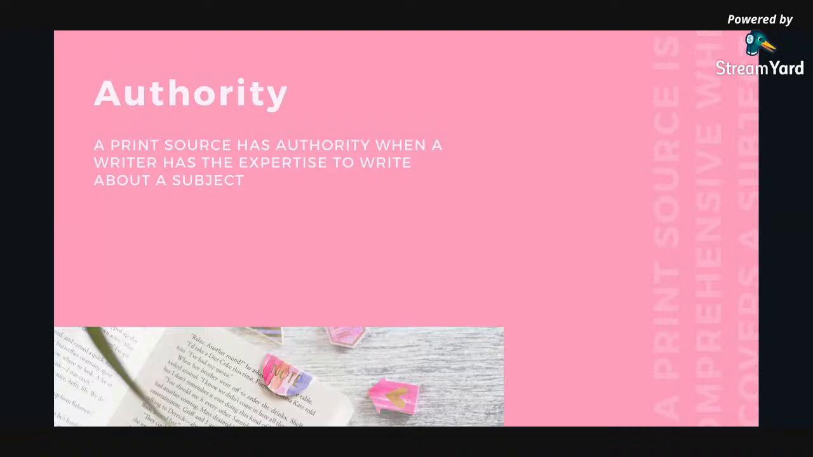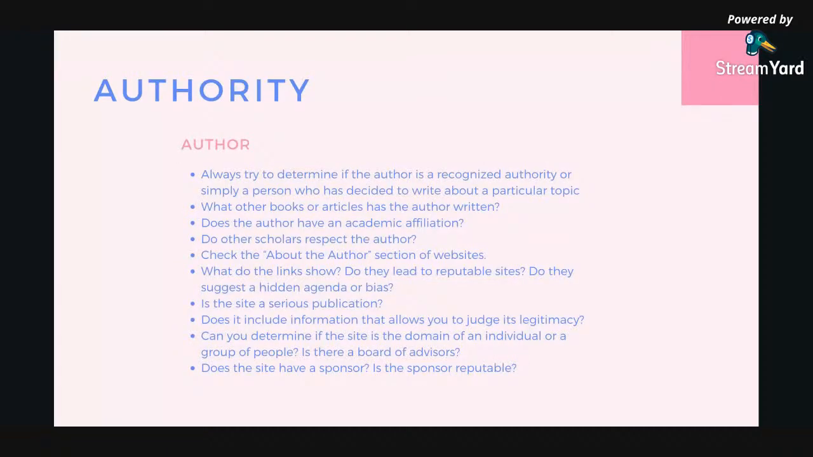Authority. So a print source, or even just actually a regular source, has authority when a writer has the expertise to write about a subject. So these are things where you have to think about the author. One big thing that I say people need to shy away from when they are doing research is blogs or just websites somebody has created on their own. It's not an official source of information or an official website. A blog, I can set up a blog and write about whatever I think about something. That doesn't make it factual.